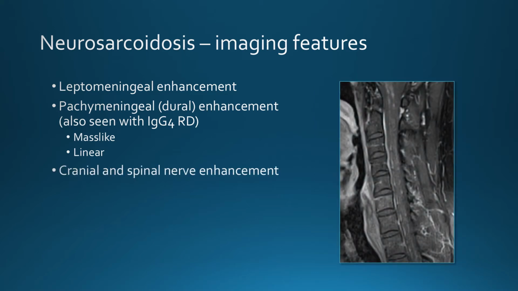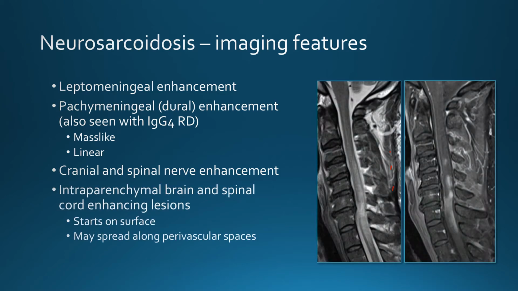We can have enhancement of cranial and spinal nerves. This cervical spine shows areas of enhancement along spinal nerves. And we can have parenchymal brain and spinal cord lesions. And the parenchymal lesions tend to be more pronounced along the surface of the cord and then work their way from the surface down into the spinal cord or the brain. And often the disease spreads along perivascular spaces in the brain.